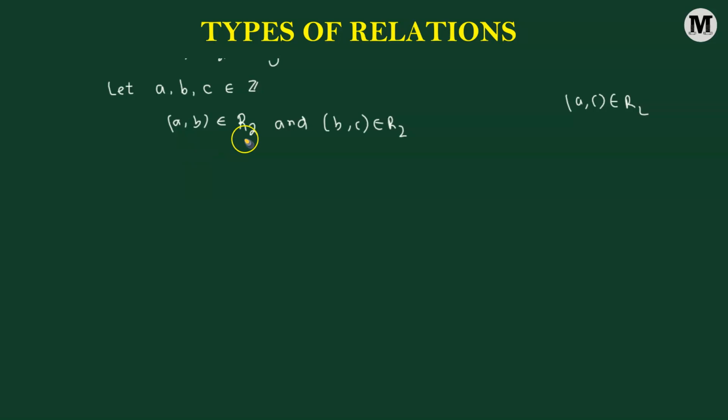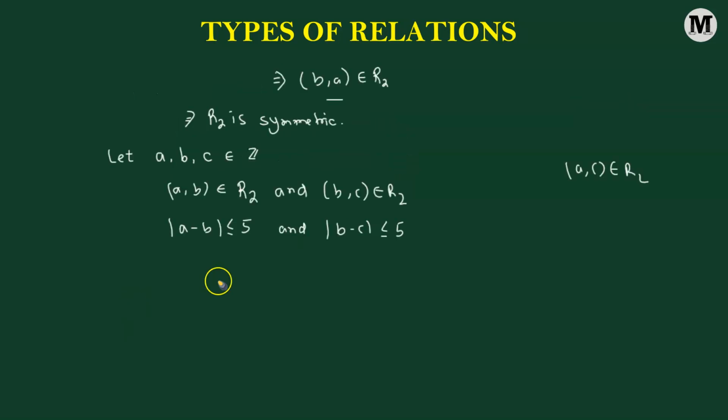(a, b) belongs to R2 simply means the absolute value of a minus b is going to be less than or equal to 5, and (b, c) belonging to R2 would mean that the absolute value of b minus c is less than or equal to 5. Now, the absolute value of a minus b being less than or equal to 5 can also be expressed as a minus b lying between negative 5 and positive 5.